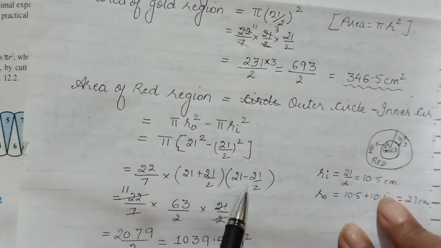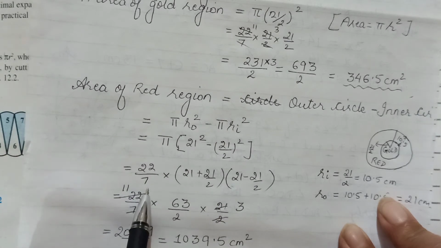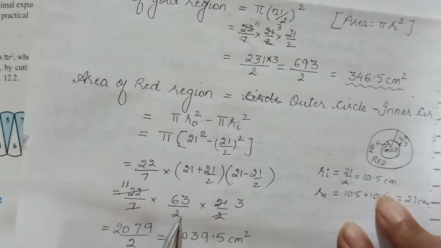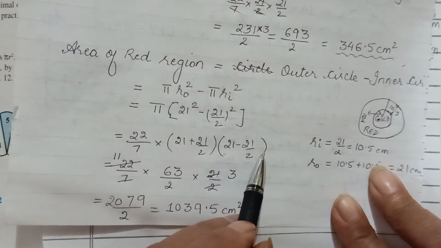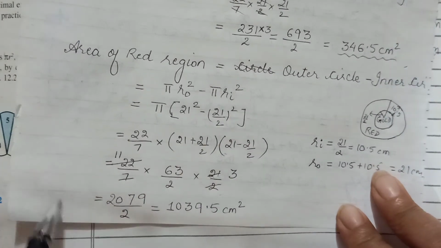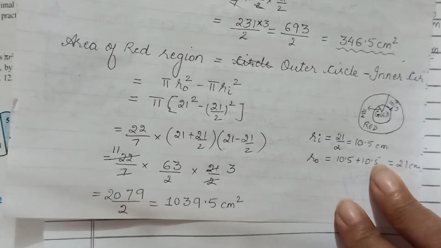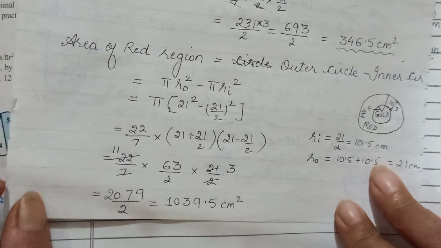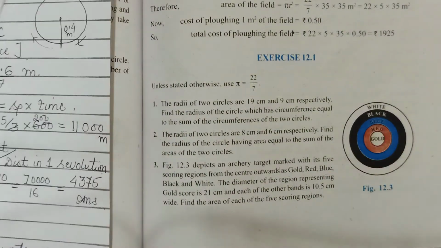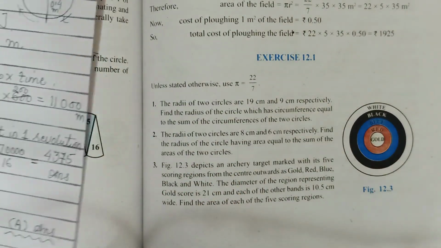So if you apply this, then pi is 22 by 7, a plus b becomes 63 by 2, and a minus b comes to 21 by 2. Cancel out, do the calculation, and you get the area of the red region. Fine. The other regions can be found in the same way, children. That's sheer calculation, and I have left it for you girls.